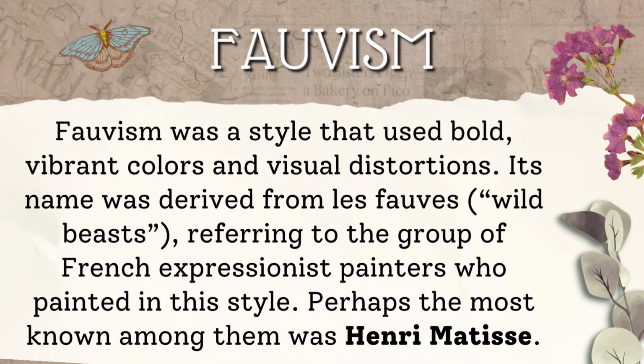One of the movements from this expressionist art style is called Fauvism. It was a style that used bold, vibrant colors and visual distortions. Its name was derived from the Les Fauves, wild beasts in English, referring to the group of French expressionist painters who painted in this style. Perhaps the most known among them was Henri Matisse.